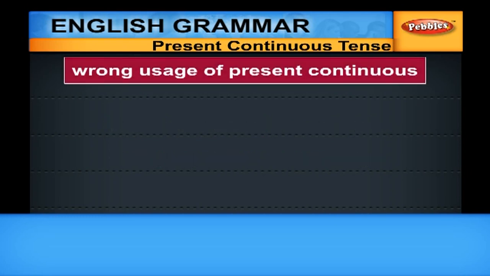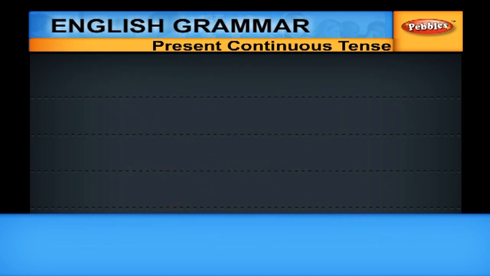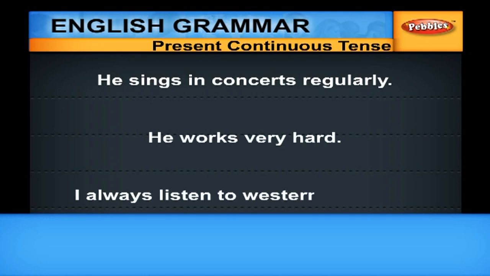There is a tendency among us to use present continuous while referring to habitual actions. We have already seen that while referring to habitual action, we have to use only simple present. We often hear people say, he is singing in concerts. He is working very hard. I'm always listening to the Western classical. In the above sentences, you would have noticed that all the lexical verbs are in VING form, that is continuous form, but they refer to a habitual action. But a habitual or repeated action should be in simple present tense. So, the correct way of saying is that he sings in concerts regularly. He works very hard. I always listen to Western classical.